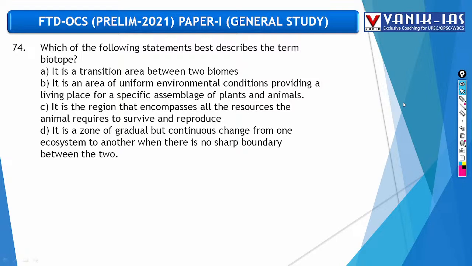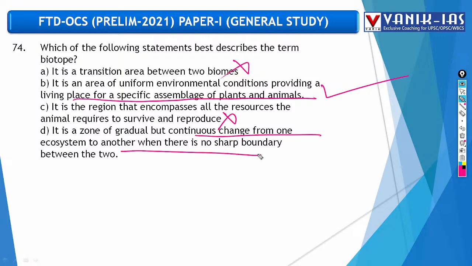Which of the following statements best describes the term biotope? A transition area between two biomes. No, it is wrong. That is an ecotone, as we discussed recently. An area of uniform environmental conditions providing living space for specific assemblies of plants and animals. Yes, uniform environmental conditions, that is biotope. A region that encompasses all resources and animals required to survive and reproduce. The zone of gradual but continuous change from one ecosystem to another where there is no sharp boundary between the two. This is wrong. So B is the answer, that is biotope, where there are uniform environmental conditions.